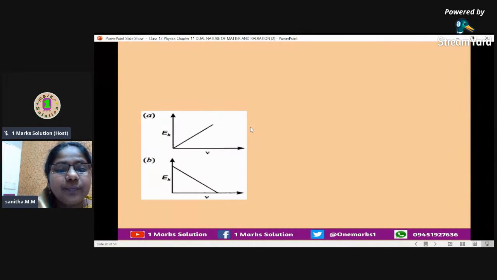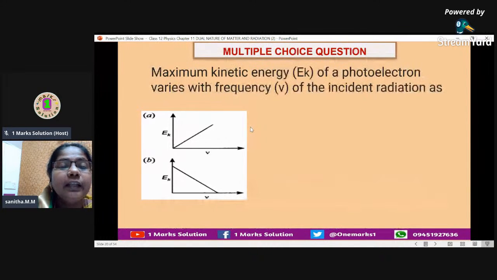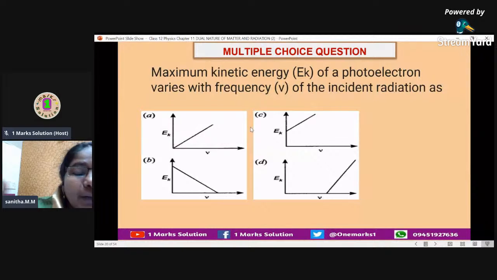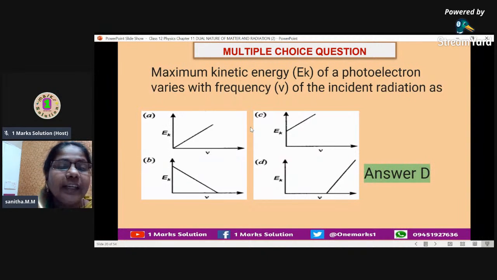Next, you can see the graphs. This graph shows the variation of kinetic energy with frequency. You have to identify the correct graph. You know that it will be linearly increasing, so graphs A, C and D are increasing. But one more thing to note is that only if they have the minimum frequency will electrons be ejected, and only then will they have energy. So we can't start from 0. They have to start at the minimum frequency, which is why D starts at the minimum frequency. So the answer is D. You have to be very careful, because students usually make some mistake here.